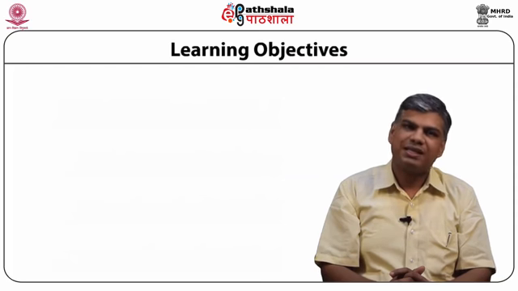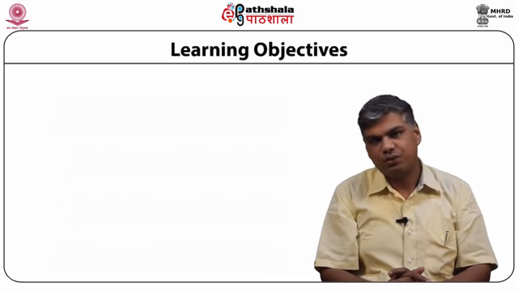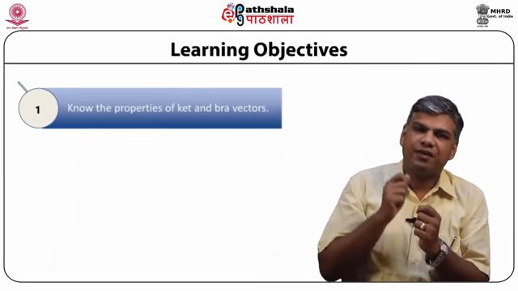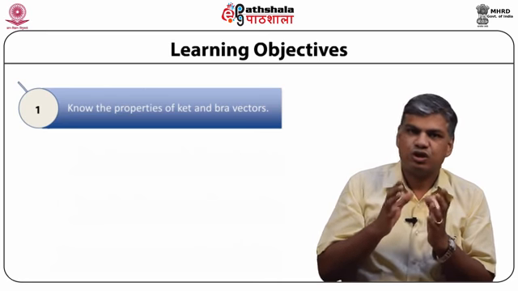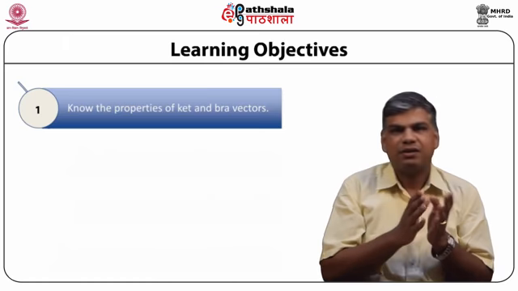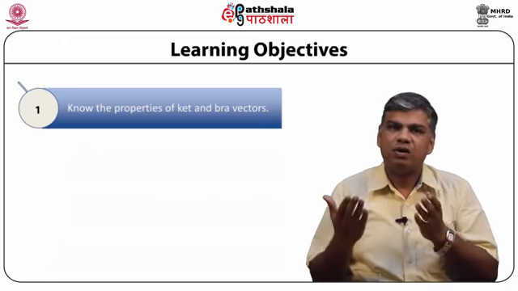Today we are going to discuss the module Dirac's ket and bra notation for vectors under the paper Quantum Mechanics 1. So students, let us see what we are going to be learning in this module. Firstly, we'll get to know the properties of the ket and the bra vectors.